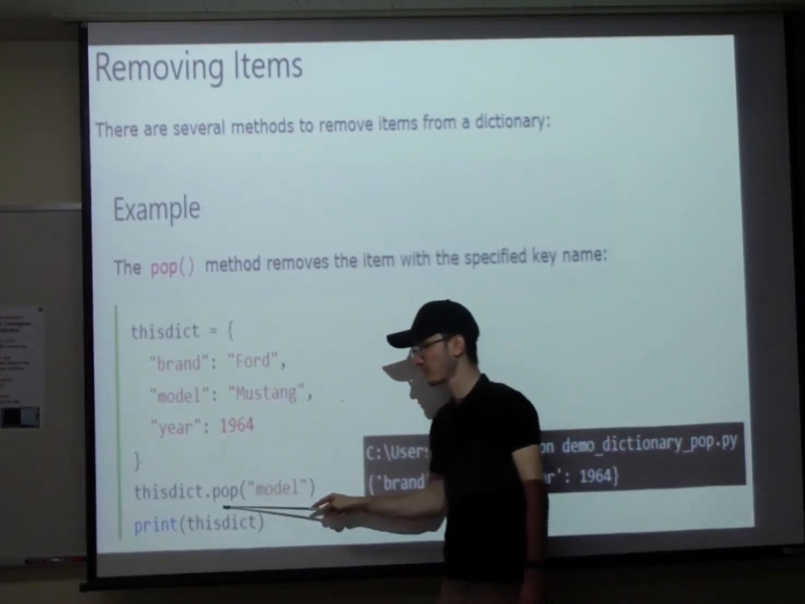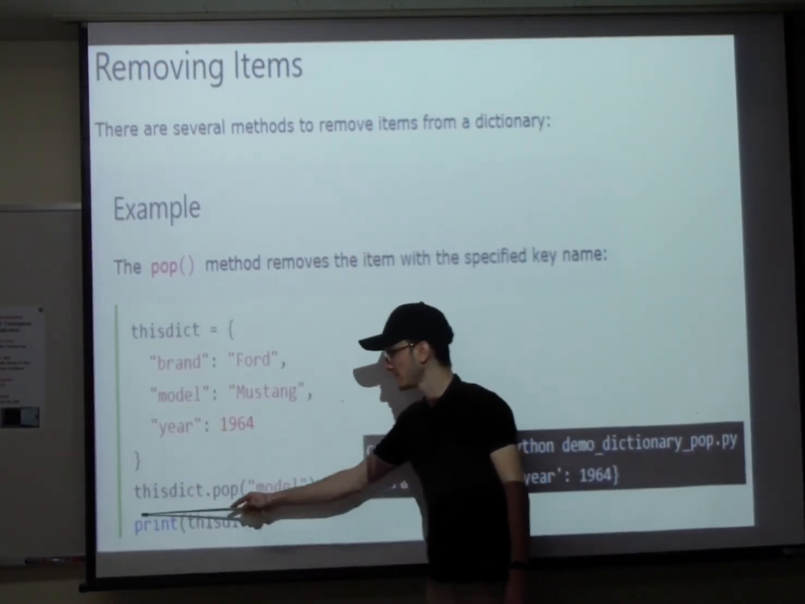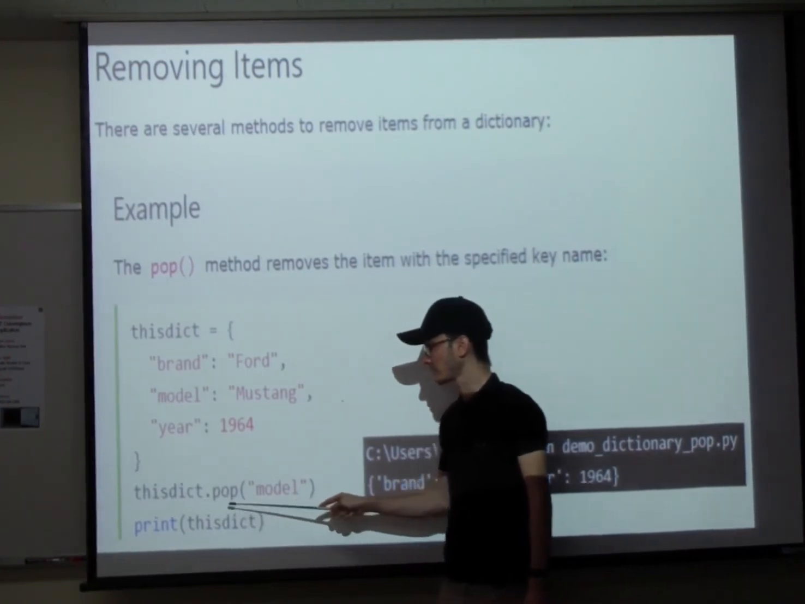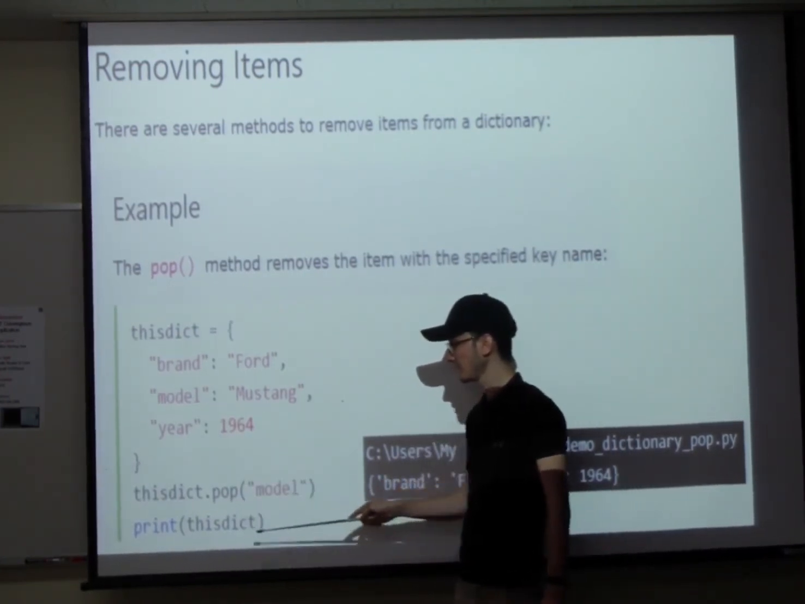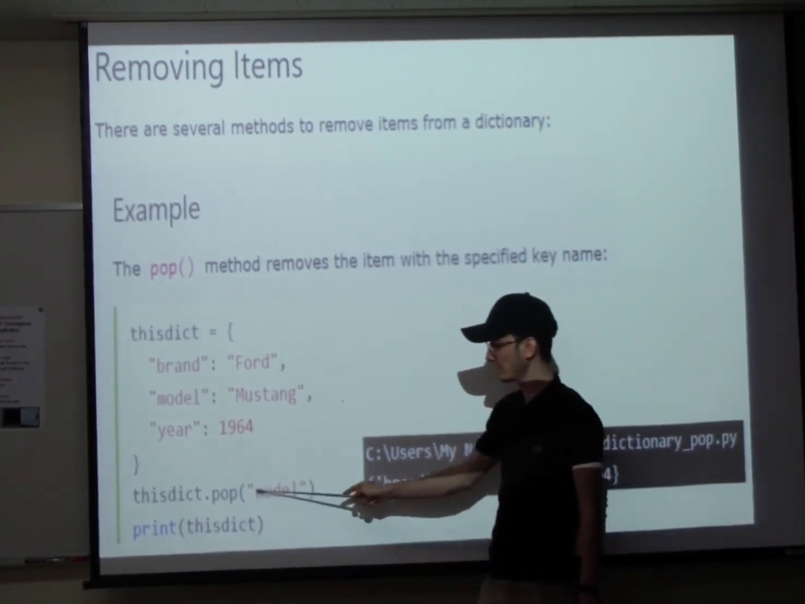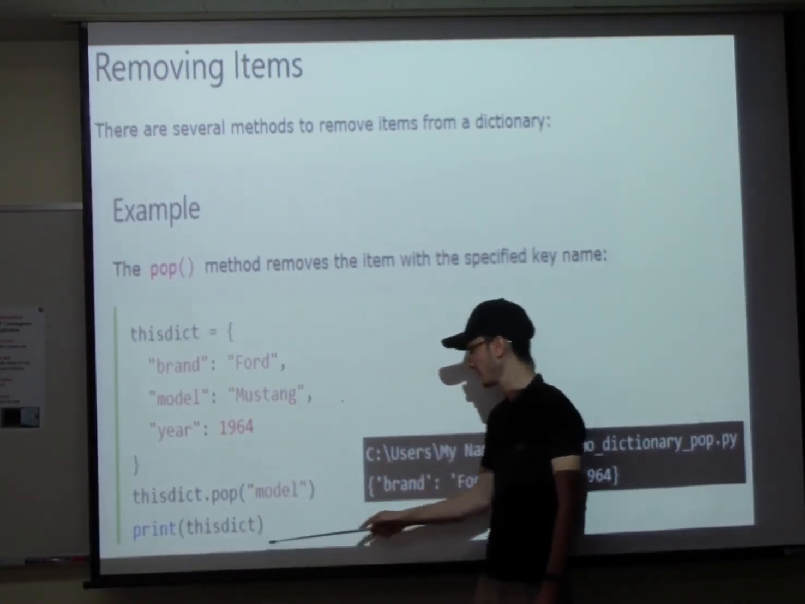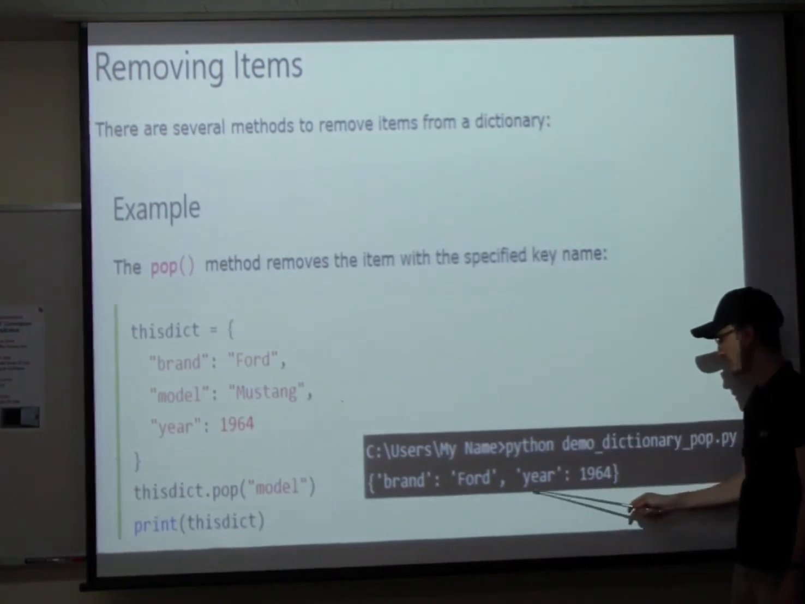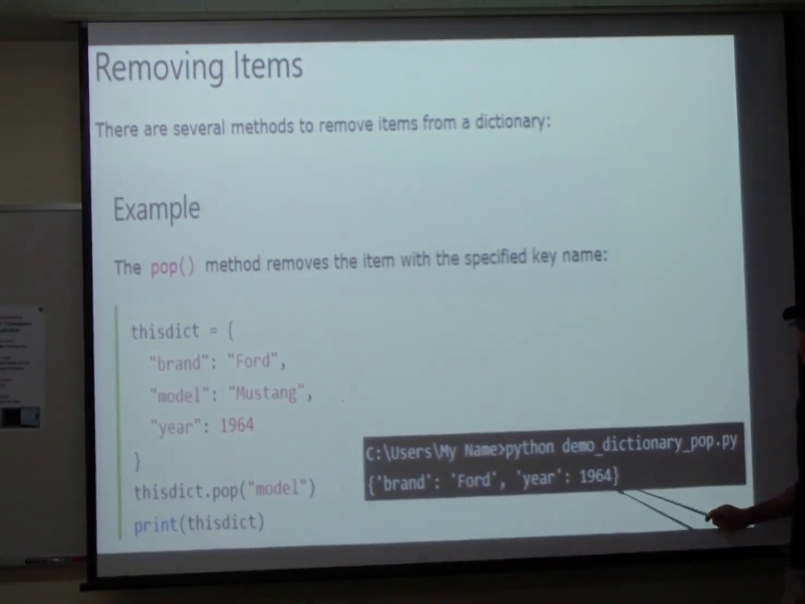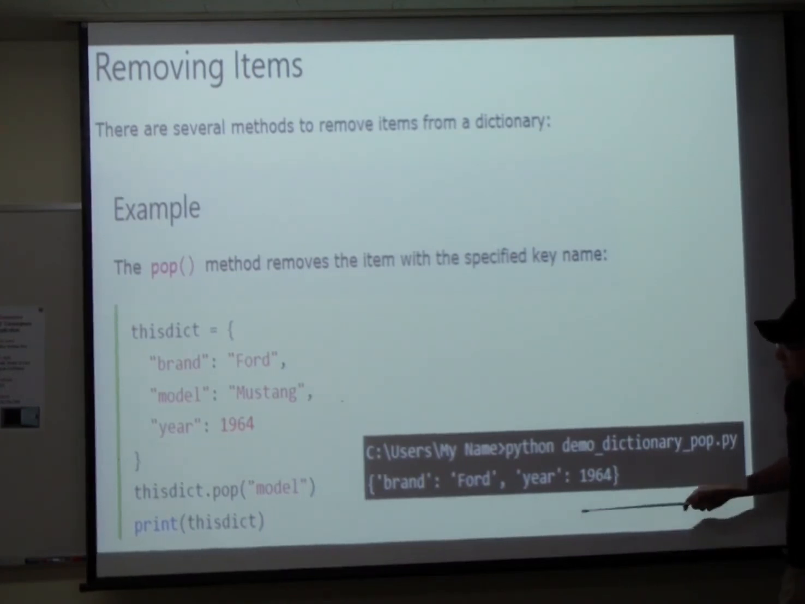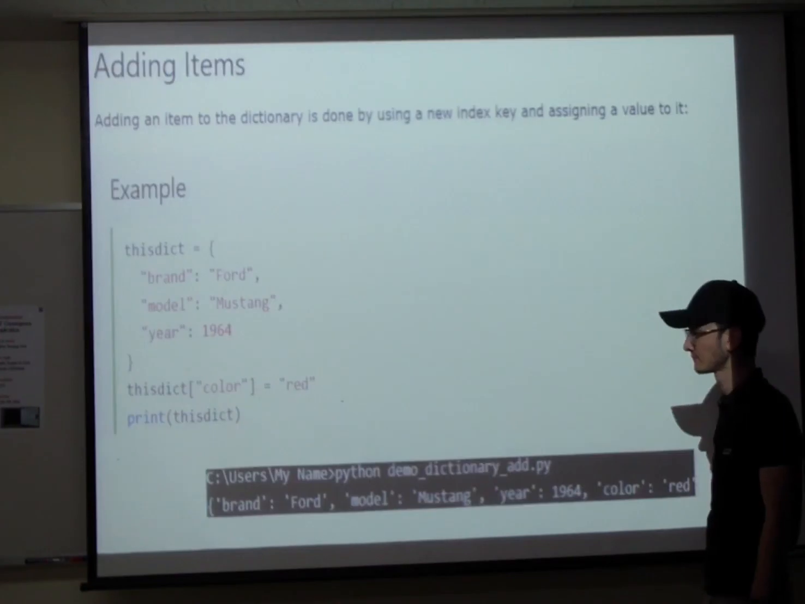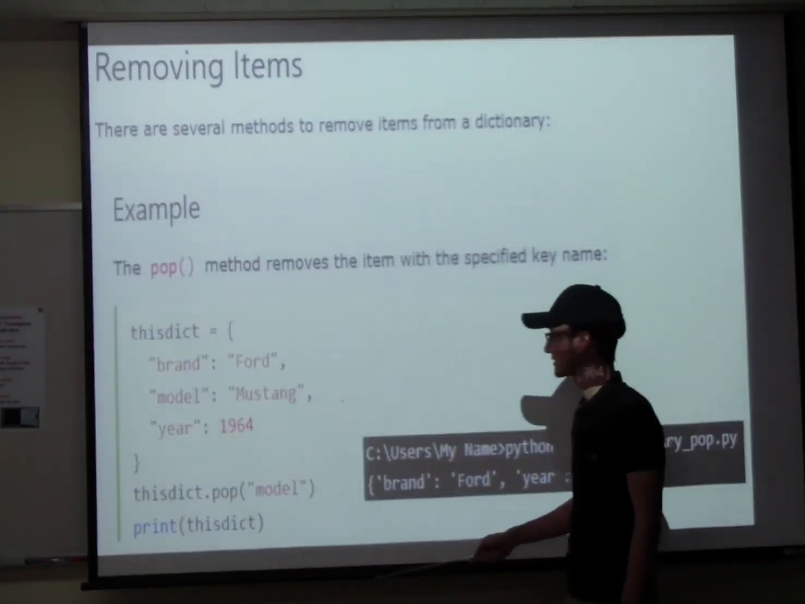So we are using the pop function. This is the name of the dictionary dot pop function. Inside the pop function we are writing the name of the keyword and we are printing the values. Brand Ford, year 1964. Now we don't have model. We deleted it. So you can use what? The pop function.